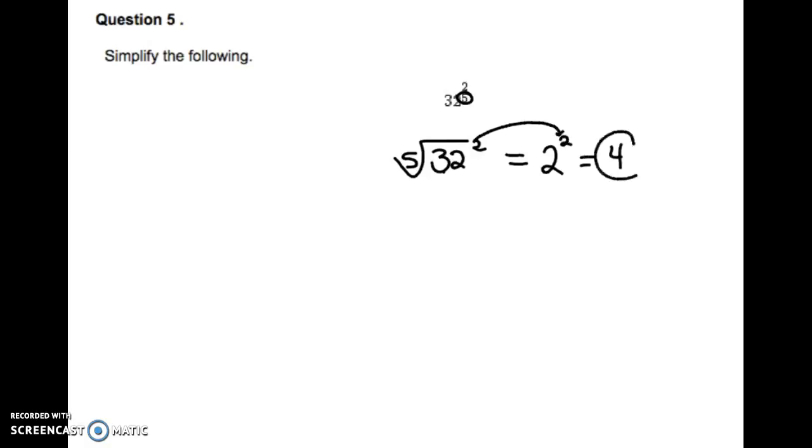Here's another try at a problem like that. We've got the 5th root of 32 squared. The 5th root of 32 happens to be 2. We still keep the power squared. So our answer is 4.